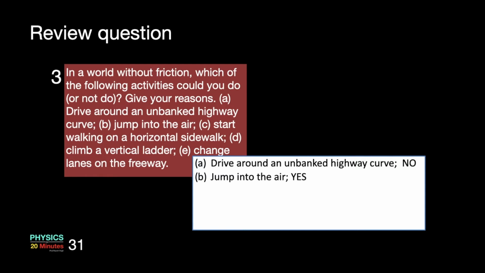Walking on a horizontal sidewalk. Answer is no, because you must have noticed at your home that if there is a soap or an oil spill at home, then walking becomes very difficult. When you walk, the friction is needed to propel you forward. If there is less friction, you will find it difficult to walk. If there is no friction, you will not be able to walk.